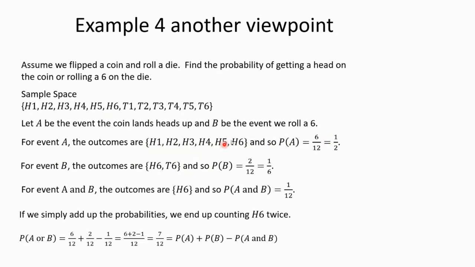What about B? B is the event that we roll a 6. How many outcomes are there? We want to roll a 6, so we don't care about the coin, so to say. So we have H6 and T6, right? H6 means the coin lands heads up, and T6 means the coin lands tails up. So the probability of B would be 2 out of 12, which is 1 over 6.